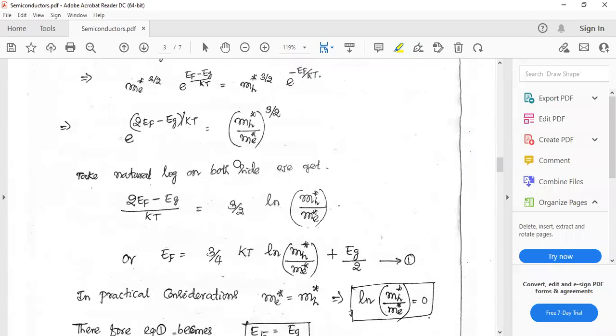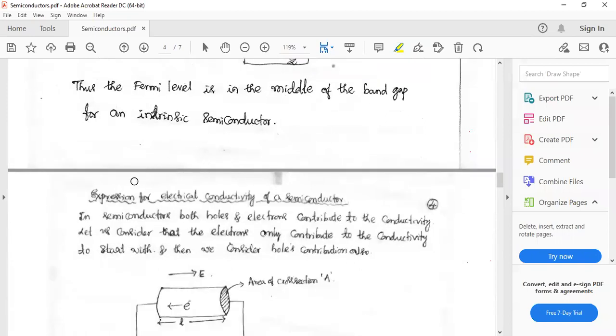Today I will obtain the expression for electrical conductivity of semiconductors in terms of mobility of charge carriers. I will explain what is the meaning of mobility.